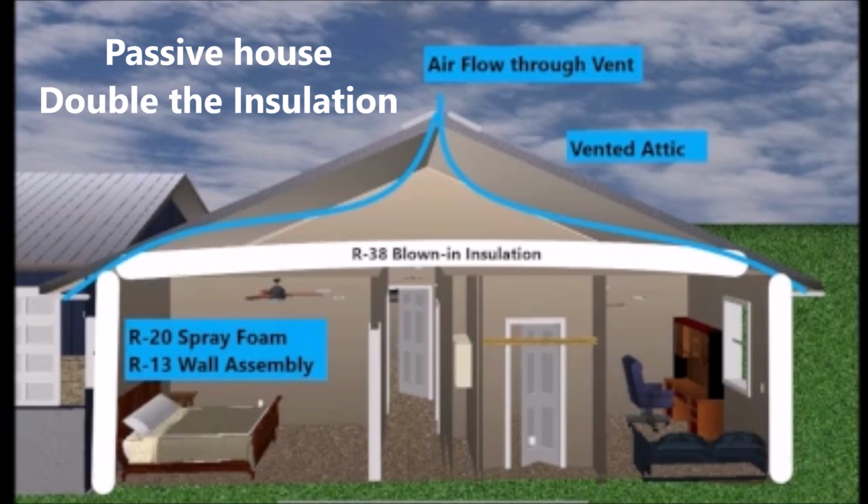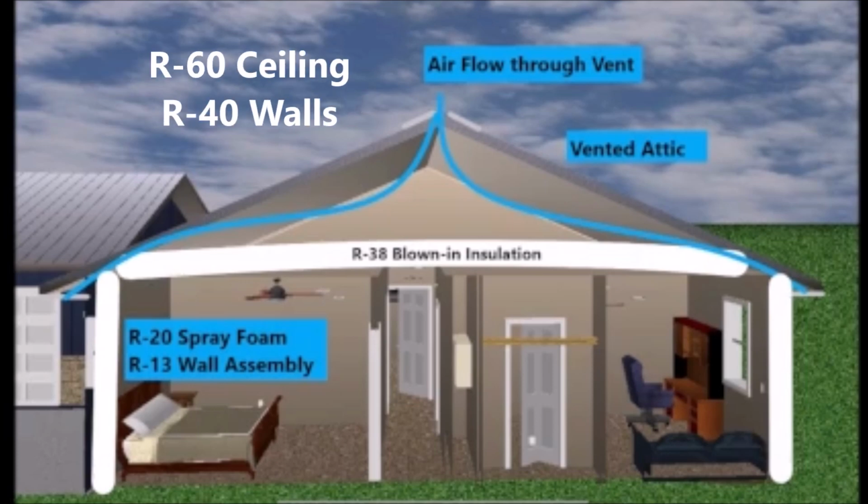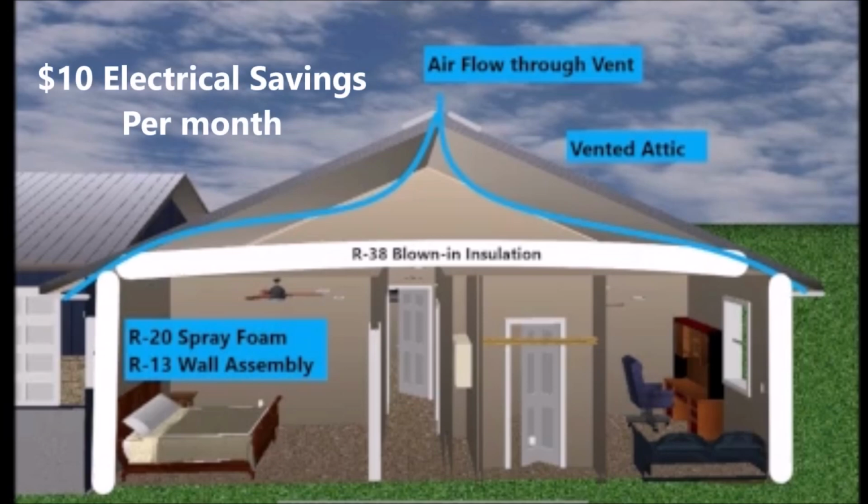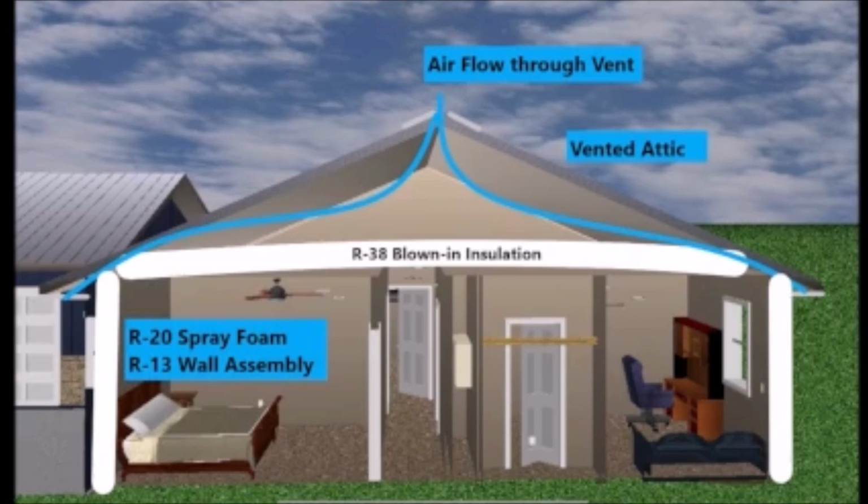And I looked at the price of that. To double the insulation, about an R60 for the ceiling and an R40 for the exterior walls, the rough cost was about $3,500. And if you do the math on the air conditioning electric costs, you're only saving about $10 a month in electric costs with that additional insulation. So if you multiply it out, that's $120 per year. So the payback for the added insulation is about 30 years.